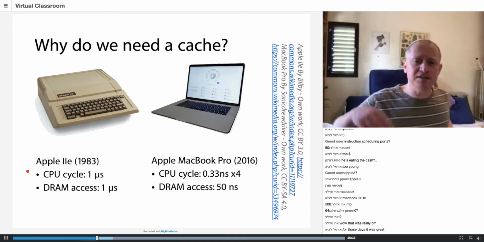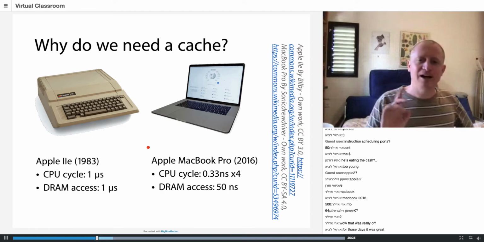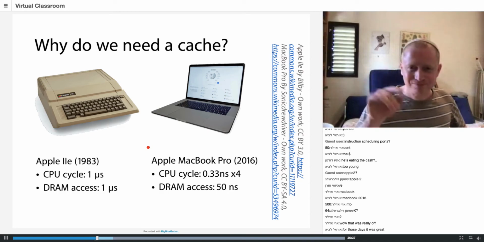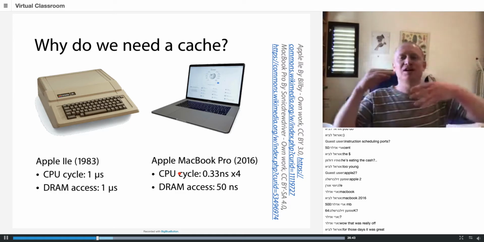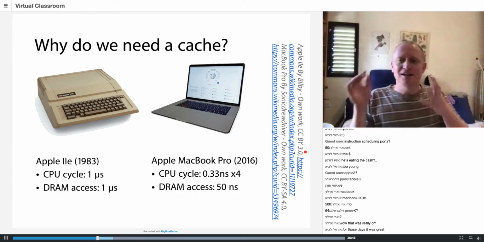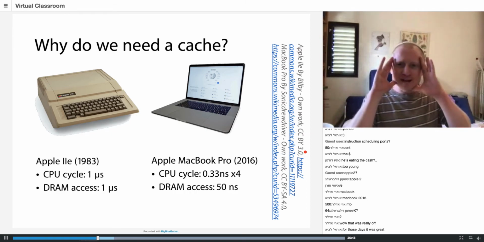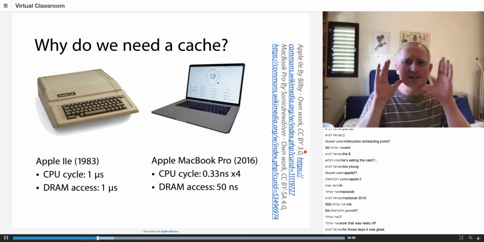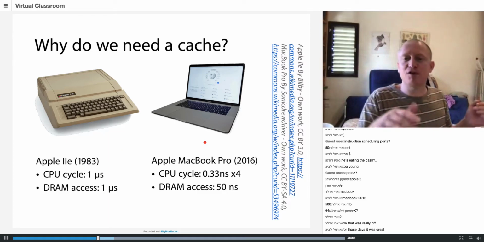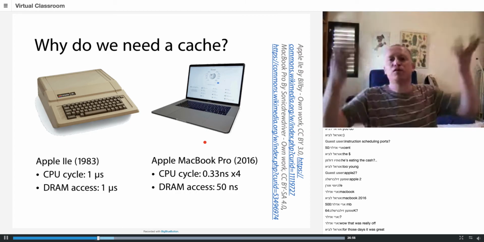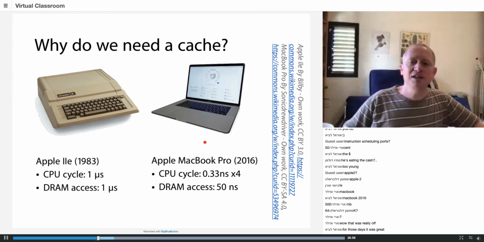On the other hand, this MacBook Pro, every nanosecond, which is 1,000 times as fast, doesn't execute 3 commands. It actually executes 12 commands. So essentially it's 12,000 times as fast as this one. And if you add hyperthreading, that gets 24,000 times as fast. But the DRAM hasn't been keeping up.